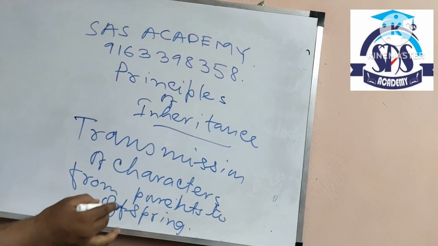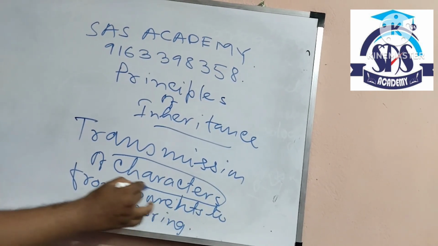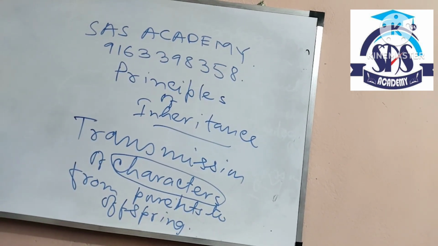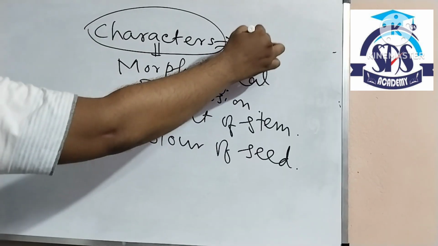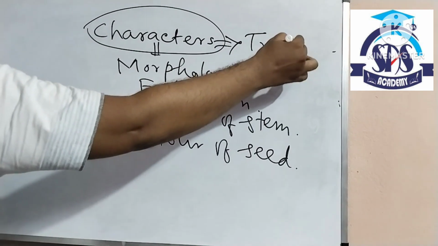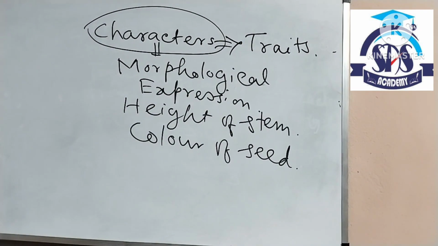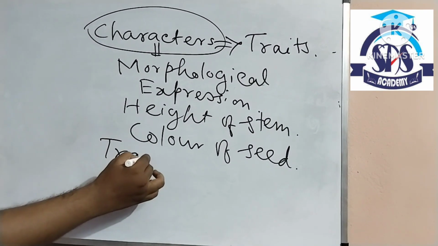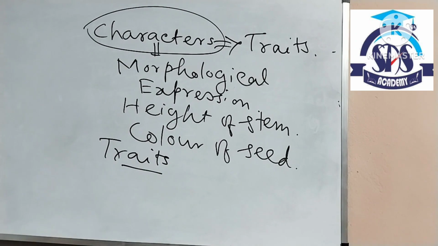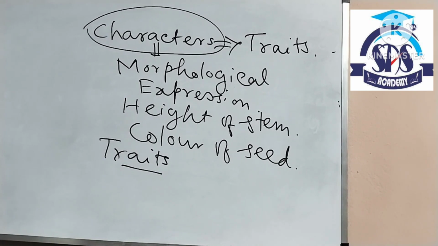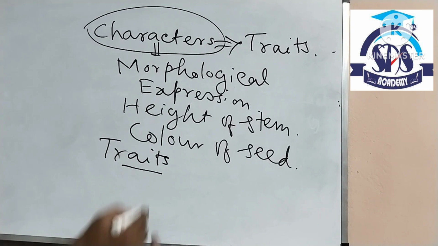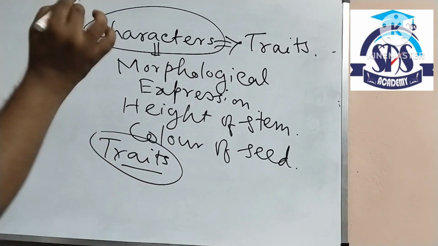Then, first of all, what is a character? The morphological expression of an organism is called a character. Then what are traits? Traits means the alternating forms of a character.